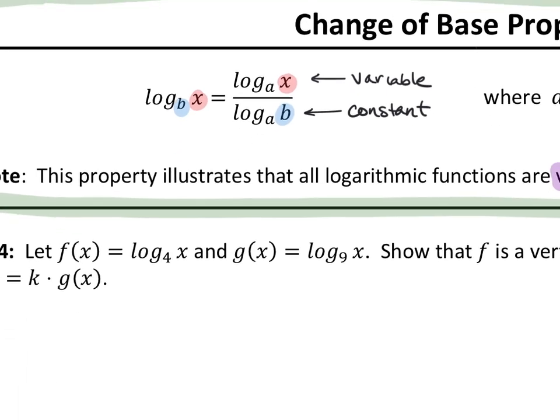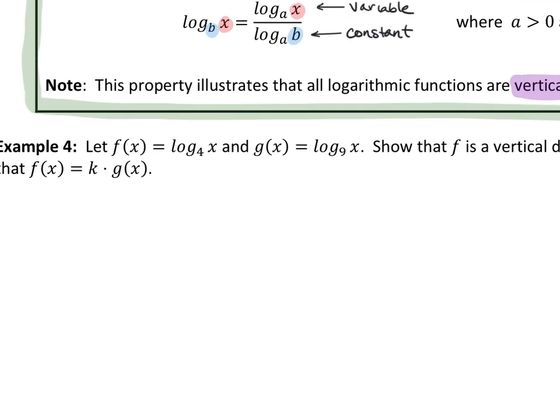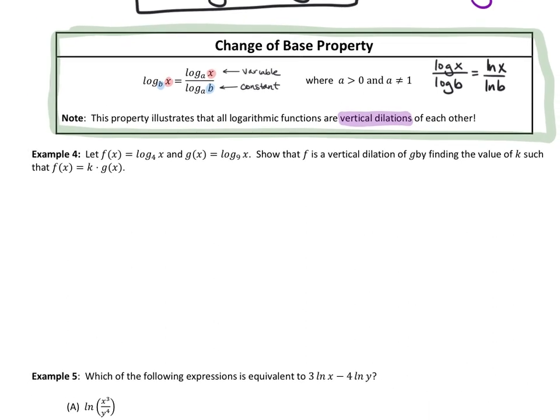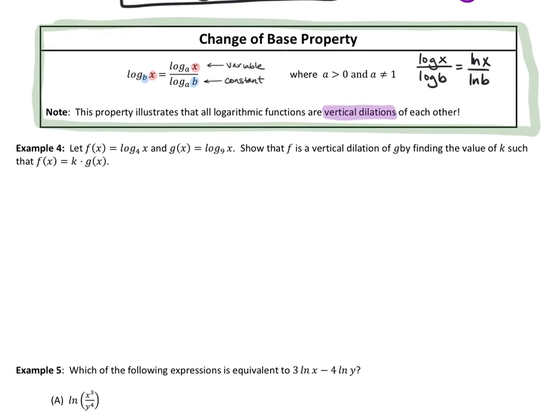So let me show you an example where this works, because it's kind of confusing just to see it without an example. In example 4, it says let f of x be log base 4 of x and g of x be log base 9 of x. Show that f is a vertical dilation of g by finding the value of k such that f of x equals k times g of x. It is asking you to find the vertical dilation number, the number we are multiplying in front of the function, which means we need to write these two functions as vertical dilations of each other.